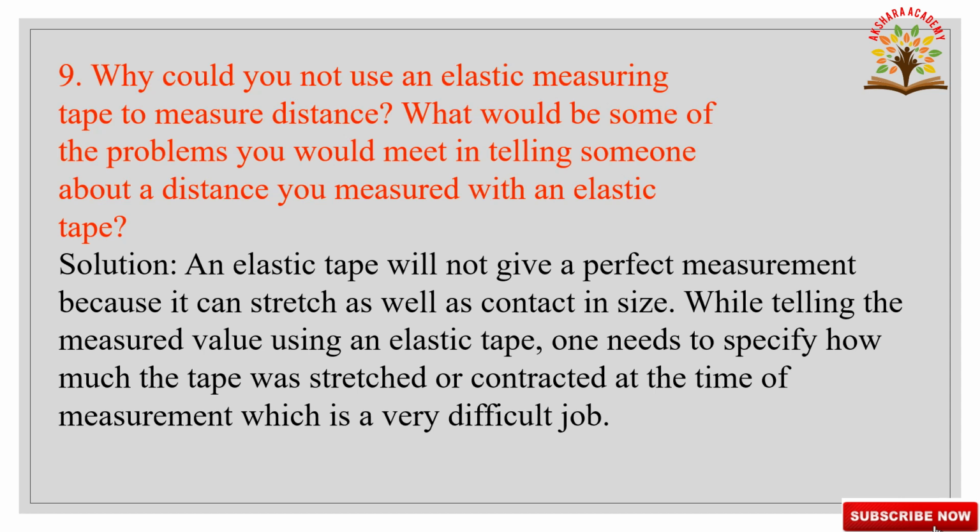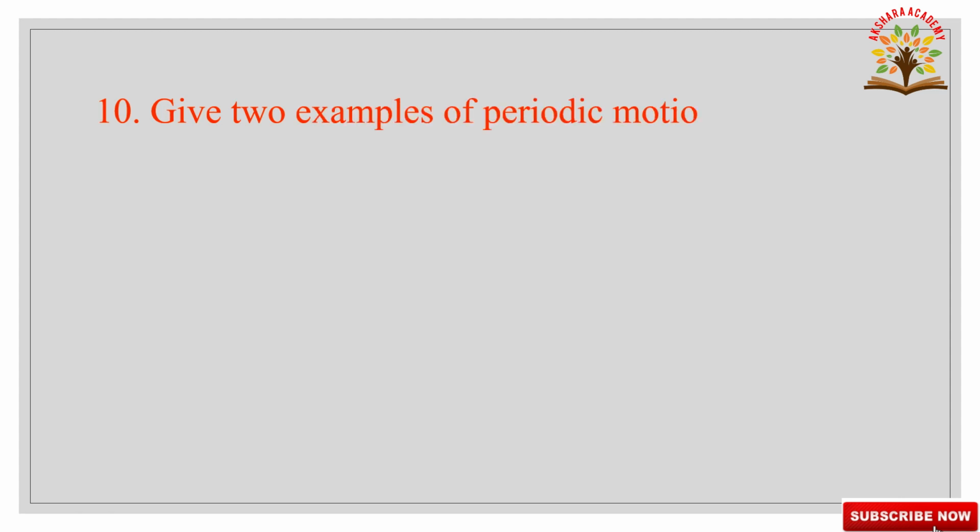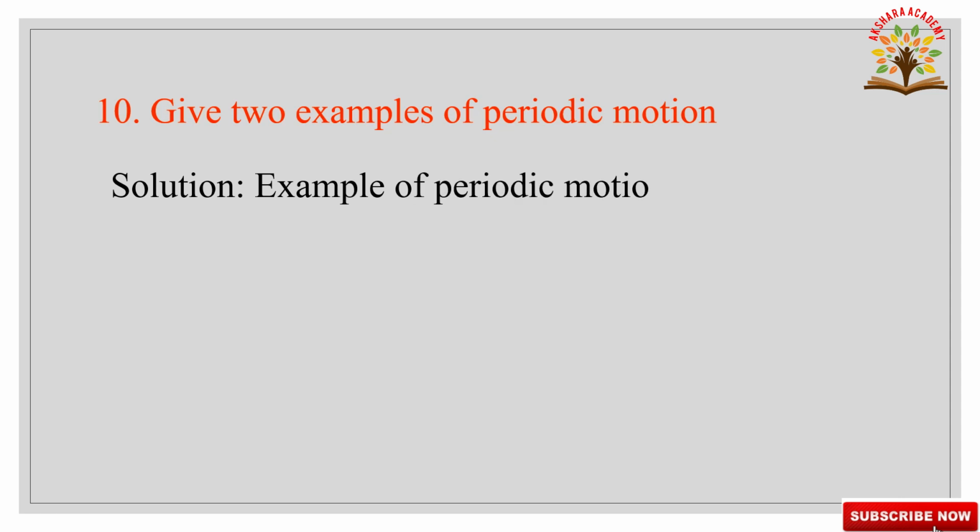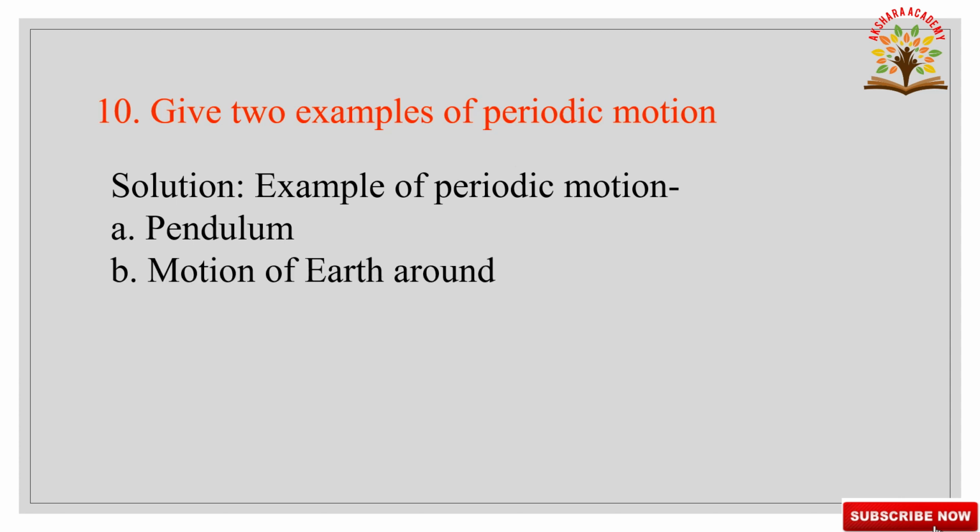Next, go to the next question. Give examples of periodic motion. They are asking to give two examples of periodic motion. The examples of periodic motion are, first, the pendulum of a clock, and the second is the motion of the earth around the sun. These two are examples of periodic motion.